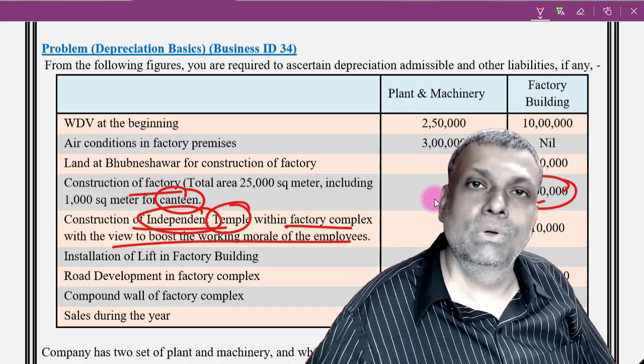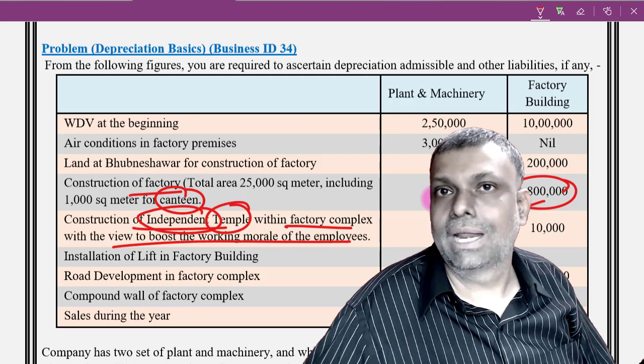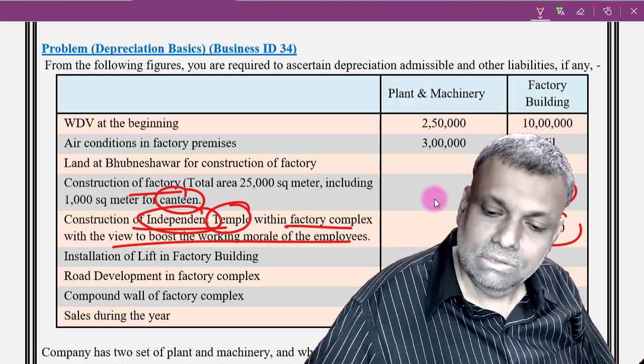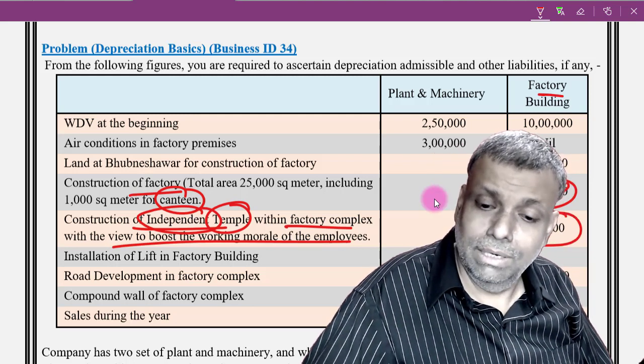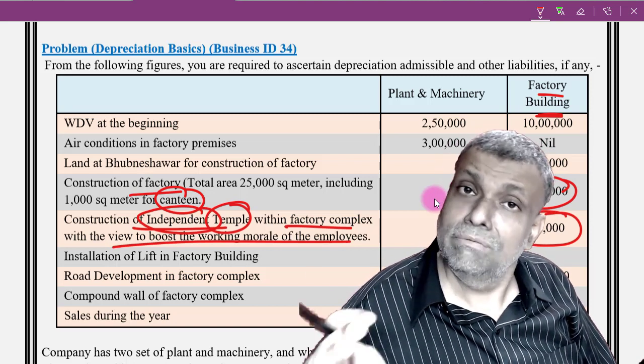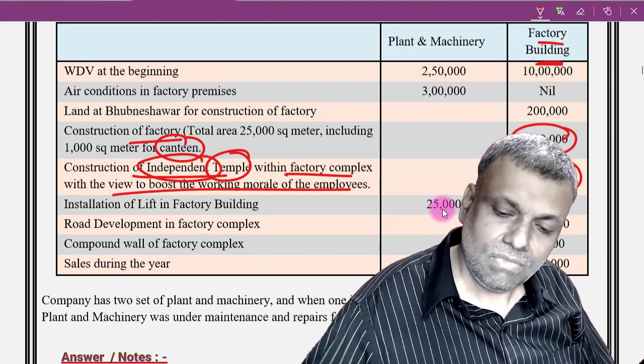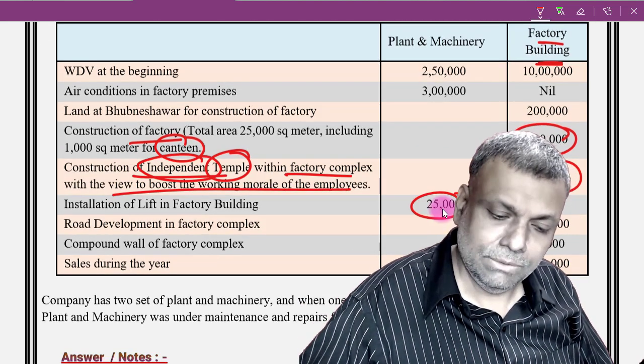After all, from a company point of view, it is a construction cost, and it is for the employees' morale. So it is for the business purpose. So this will also be treated like a factory building. What I'm trying to say is that here we have to add it to the factory building block itself. Okay, so this will also be added. Then this 25,000 I've already explained.